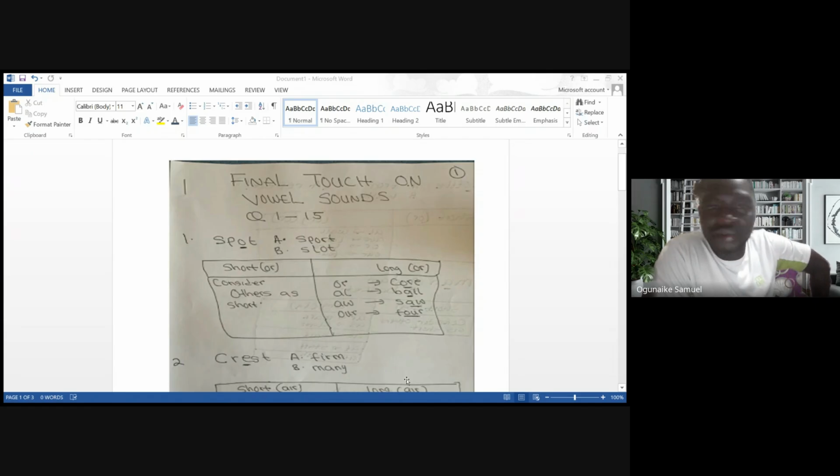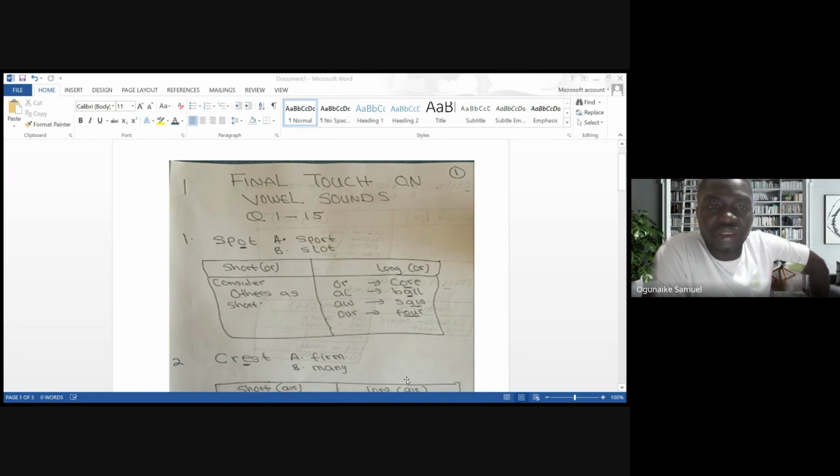So it's about sound. All right. So what have I decided to do here? I said, okay, fine. I know the trouble is always with two options in most cases, and I call this the final touch on vowel sounds. So we're not going to be looking at vowel sounds after this section, so we can progress to something else. Final touch on vowel sounds. Questions 1 to 15 are anchored on vowel sounds, which I suppose is easier.